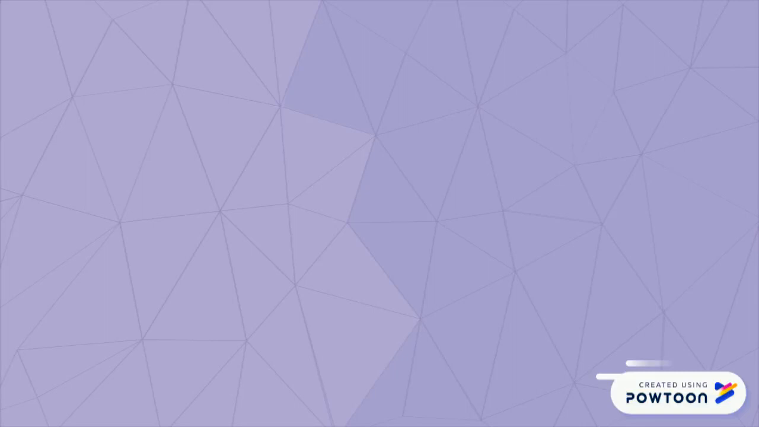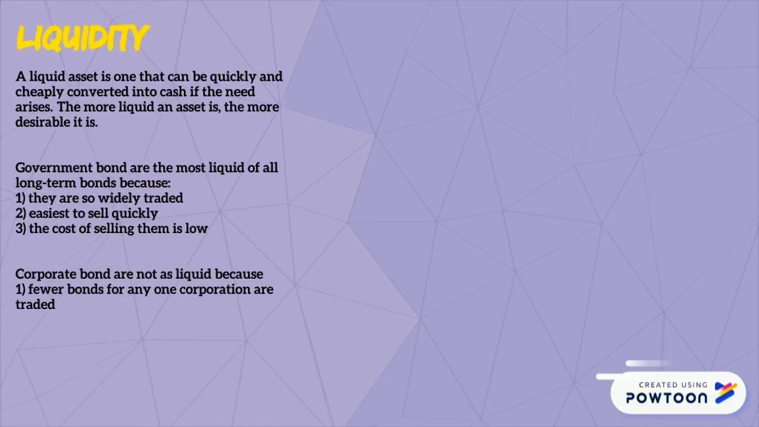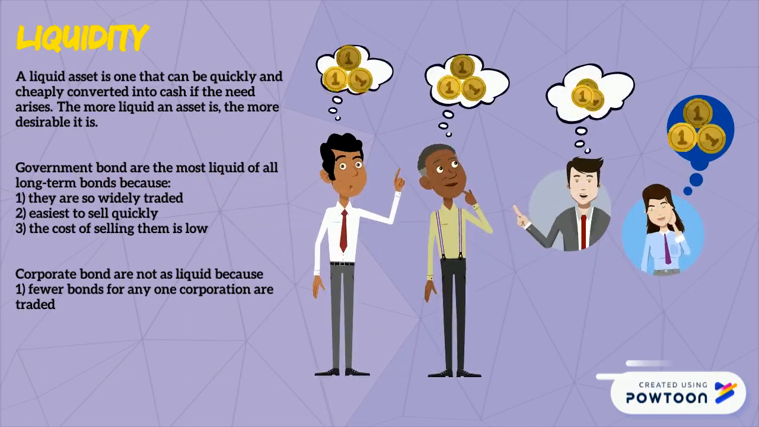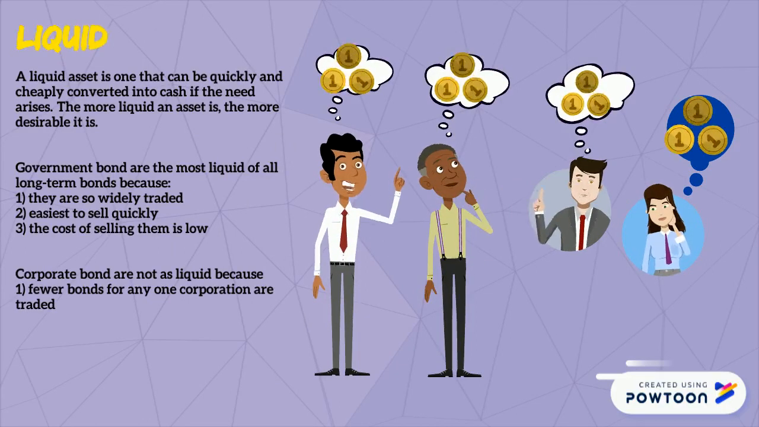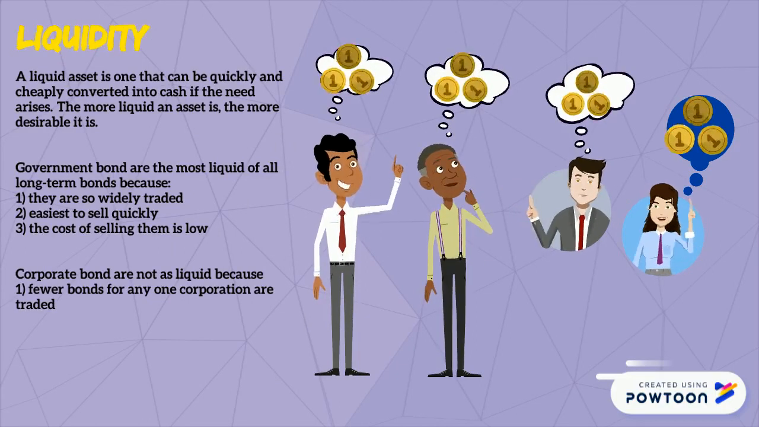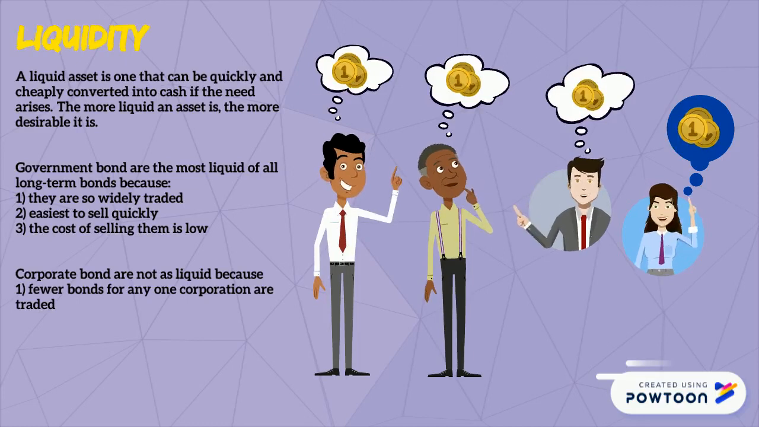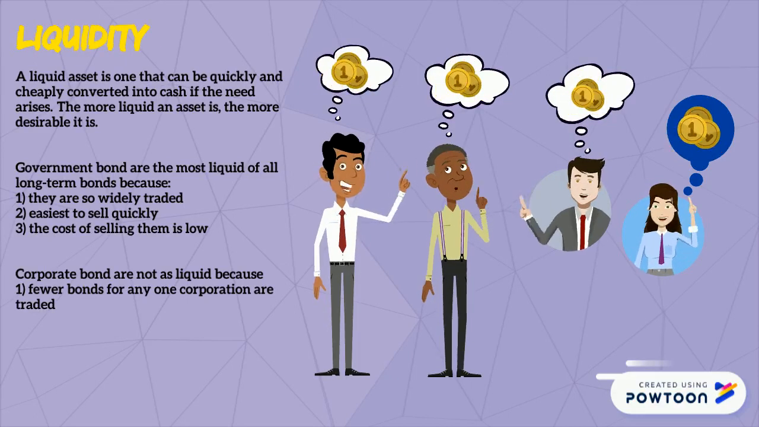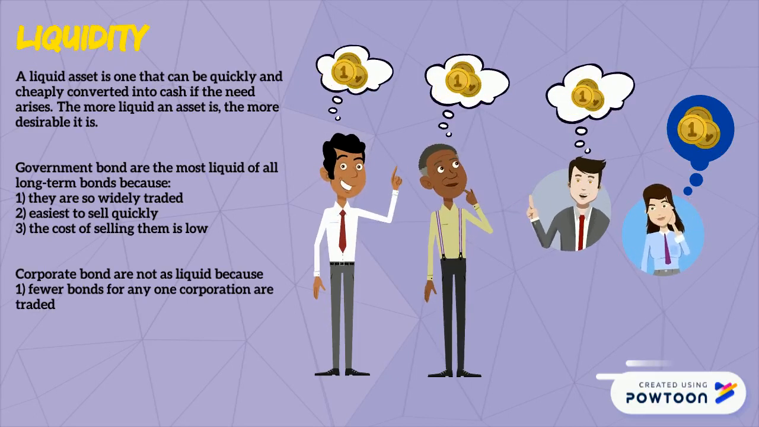Okay, now we move to the second factor, which is liquidity. Liquidity is something we can change into cash very quickly and cheaply. So here it explains government and corporate bond liquidity. Government bonds are the most liquid of all long-term bonds because they are so widely traded, easiest to sell quickly, and the cost of selling them is low. Meanwhile, corporate bonds are not as liquid because fewer bonds of any one corporation are traded.